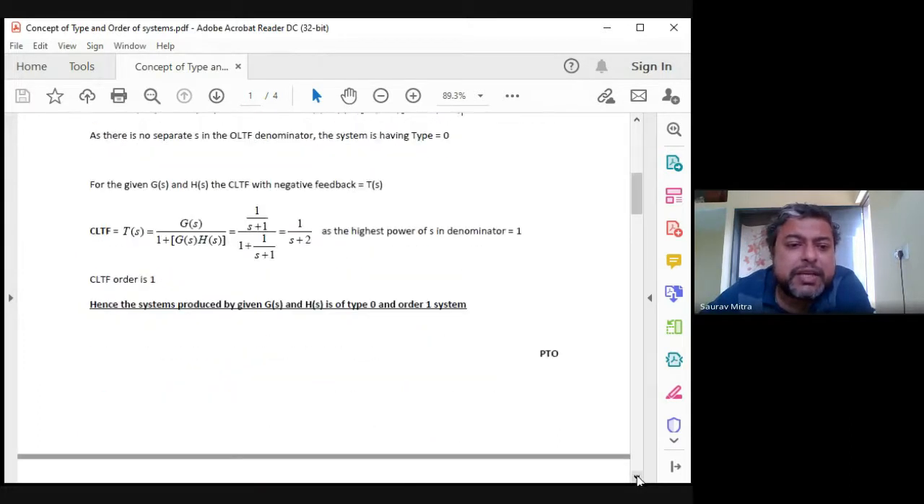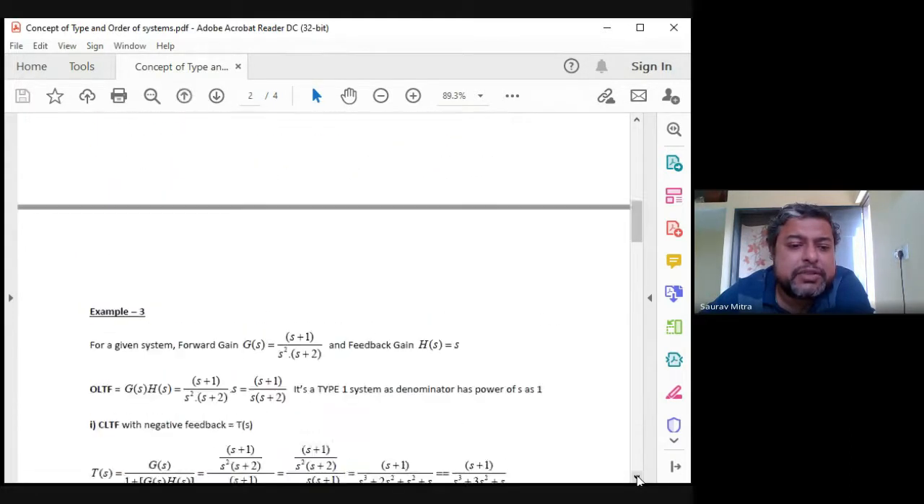Next example you just take. Look here. What is the value of GS now? S plus 1 divided by S square into S plus 2. What is the value of HS? HS equal to S. So multiply GS and HS. Now this is S plus 1 divided by S into S plus 2. Okay. How many S are there in the denominator at origin?